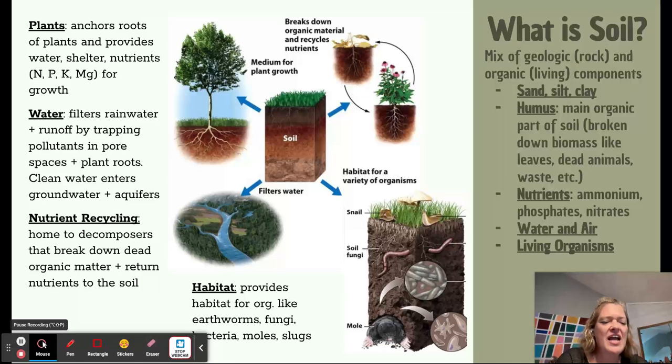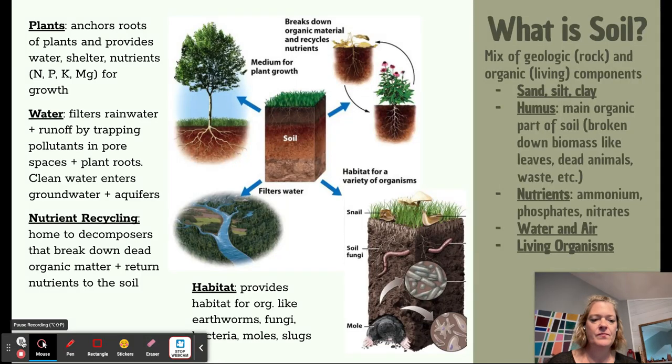Okay, good. All right, and then there's also different nutrients that we find in our soil, like ammonium, phosphates, nitrates. We're actually going to do some tests where we test to see how much of those nutrients are actually in our soil.